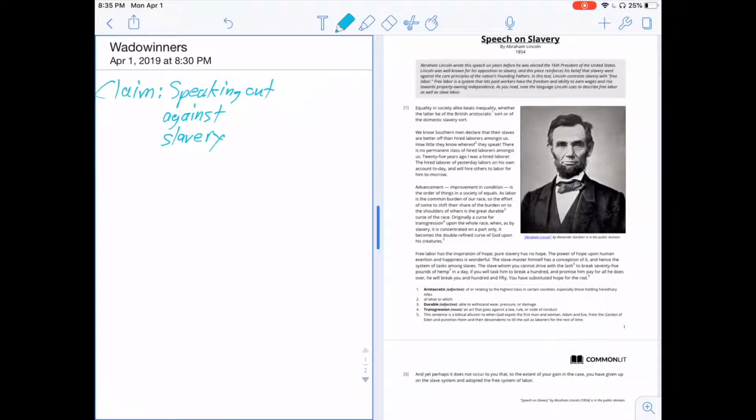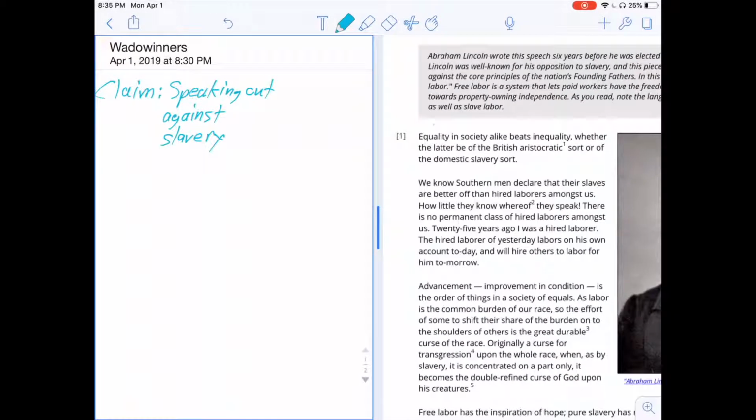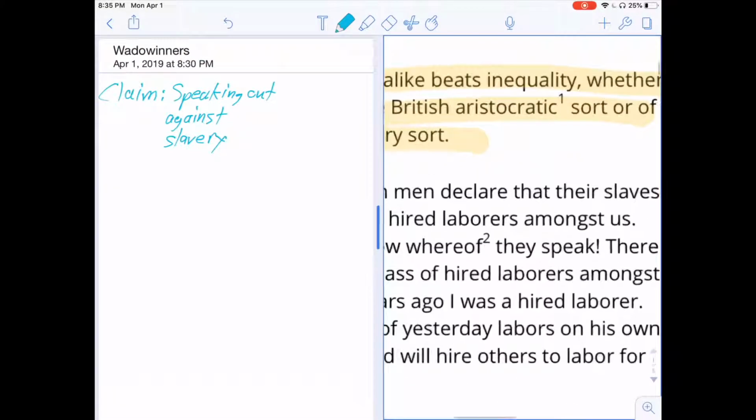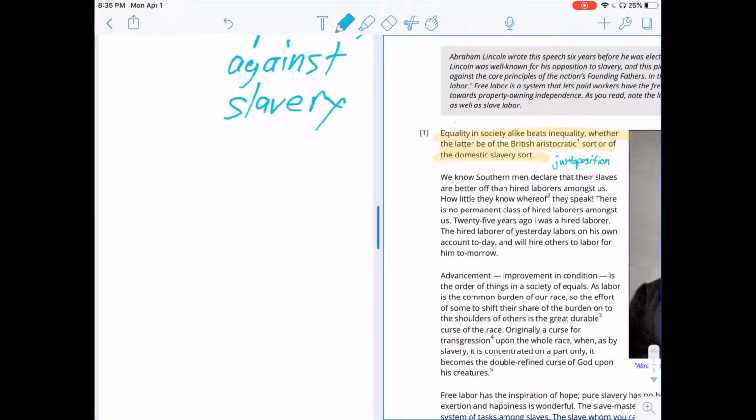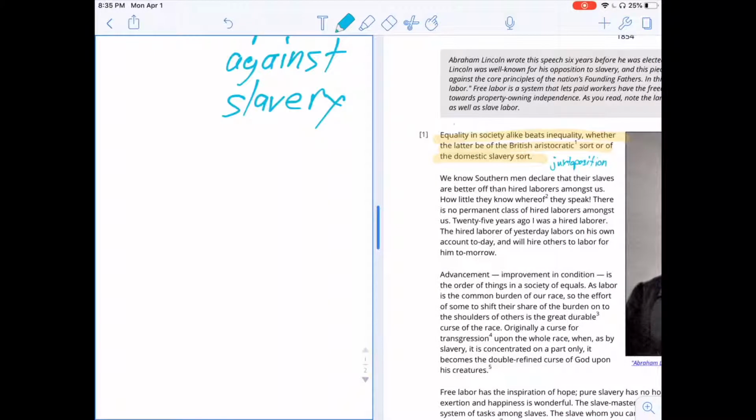Now, as we move on, we can start looking for rhetorical devices the author uses to aid his argument. The first one was evident in pretty much the entire first paragraph, so we can highlight that. And this device is called a juxtaposition. Now, what that means is the fact of two things being seen or placed close together with contrasting effect.